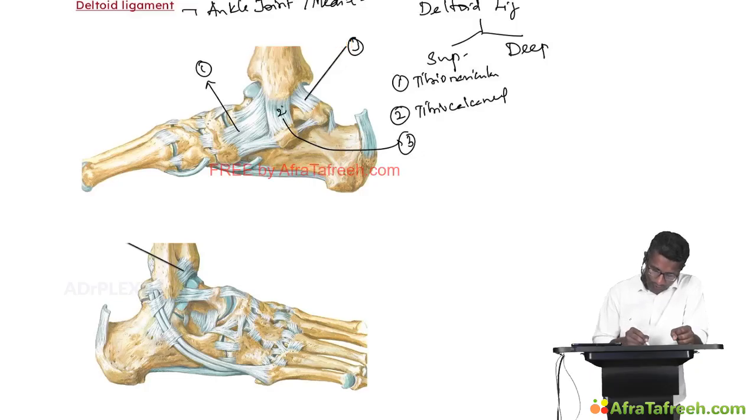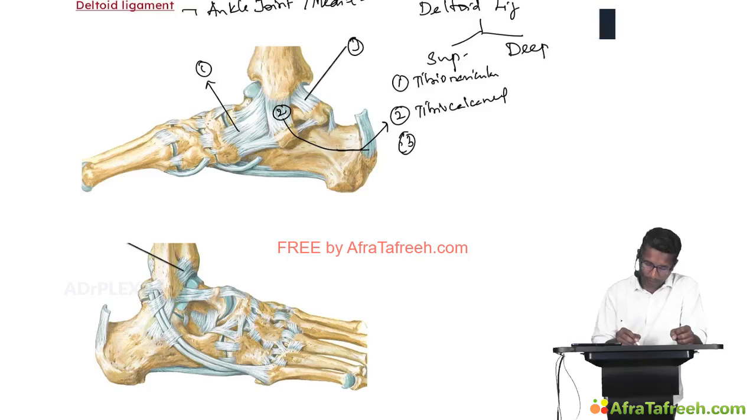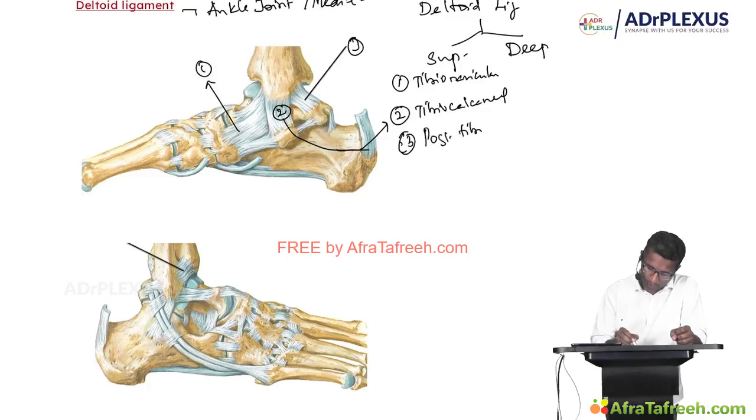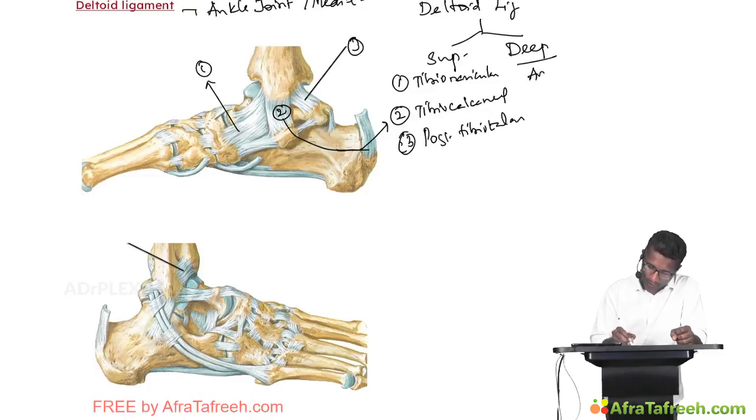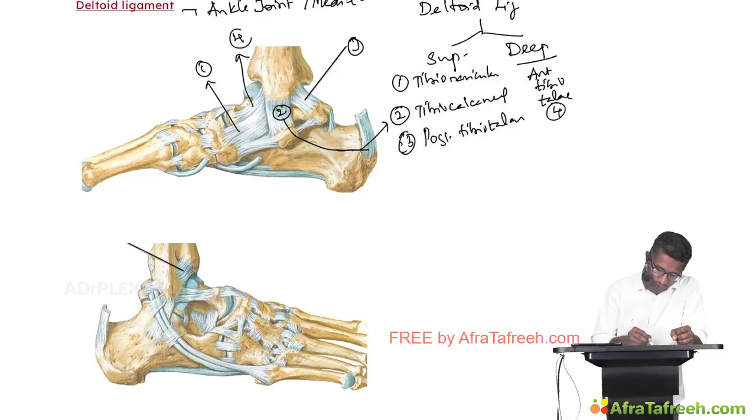And the three represents, okay, so this is 2, and the 3 represents the posterior tibio-talar part. And what is the deep part? The deep part is the anterior tibio-talar part. So that is the fourth one which you see here.